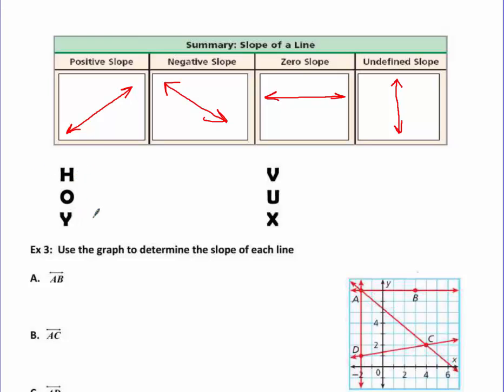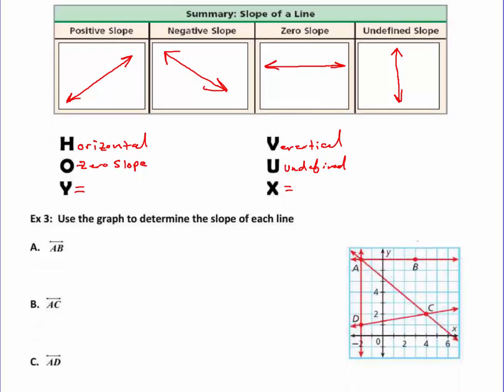Now there's a little acronym that you may have learned to remember. This HOY says that for a horizontal line, it's going to have zero slope. That's what the O in the middle stands for. It's really a 0. And it's going to be a line or an equation that says y equals. A vertical line like this one is going to have an undefined slope, and it's going to be x equals. So just keep that in mind as we're working.